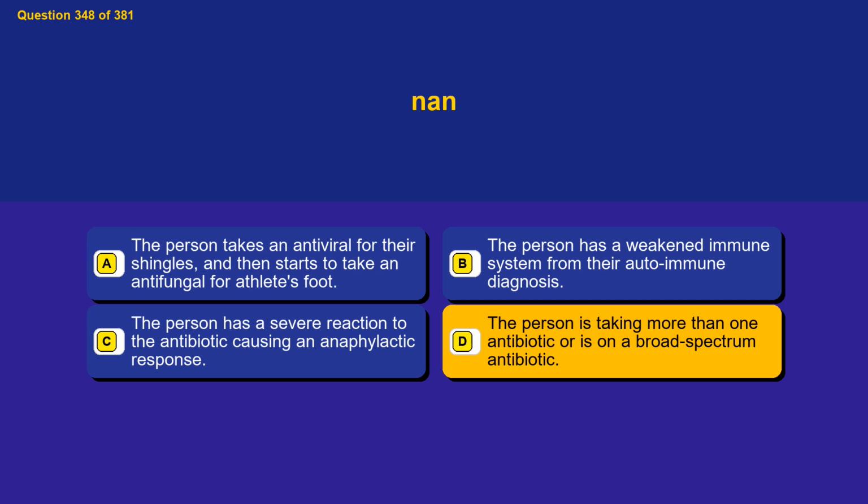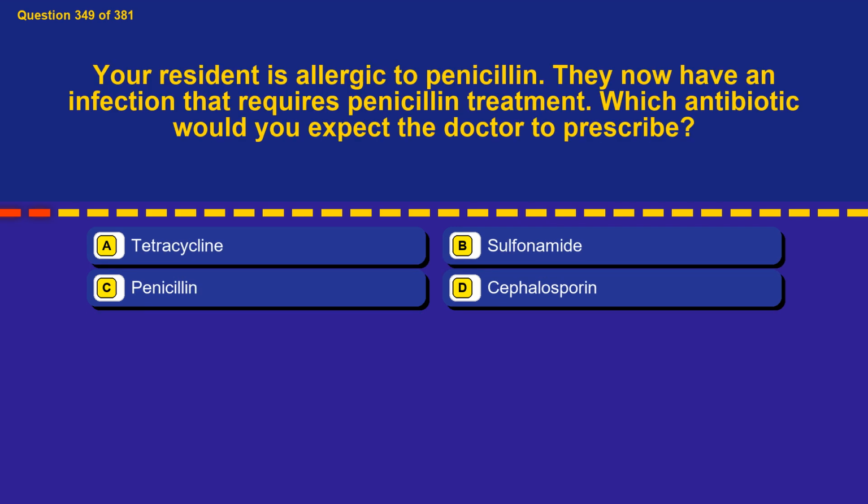The correct answer is option D. The person is taking more than one antibiotic or is on a broad-spectrum antibiotic. Question 349. Your resident is allergic to penicillin. They now have an infection that requires penicillin treatment. Which antibiotic would you expect the doctor to prescribe? Option A. Tetracycline. Option B. Sulfonamide. Option C. Penicillin. Option D. Cephalosporin.